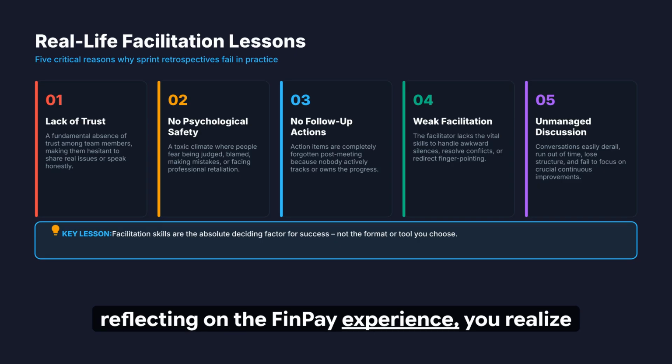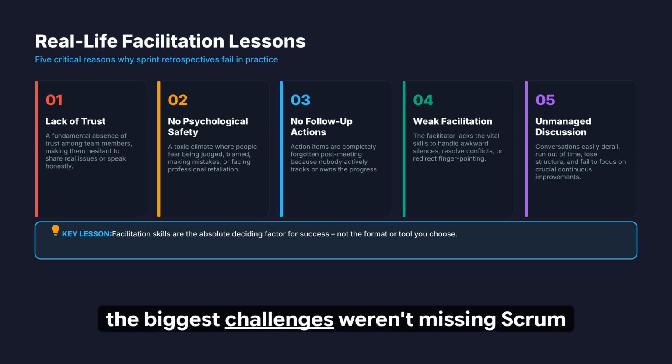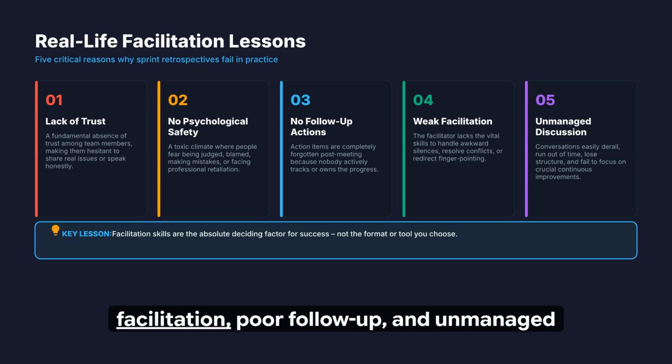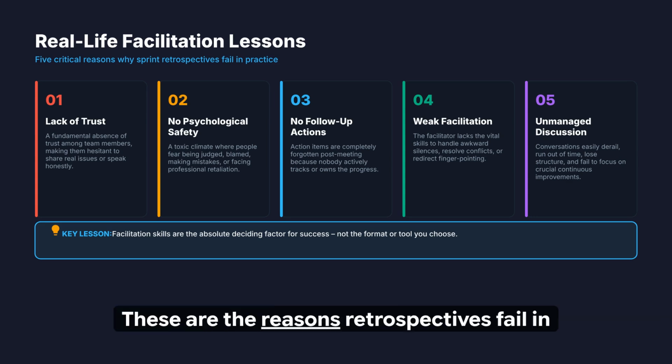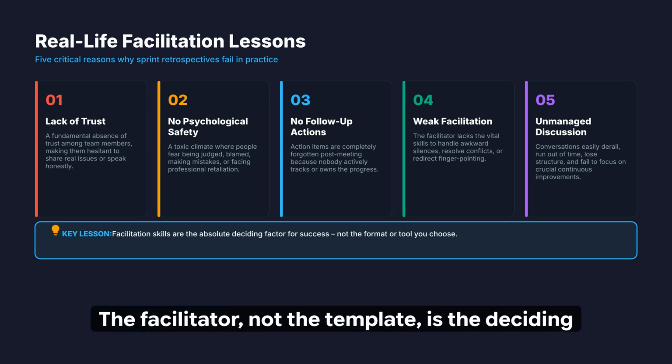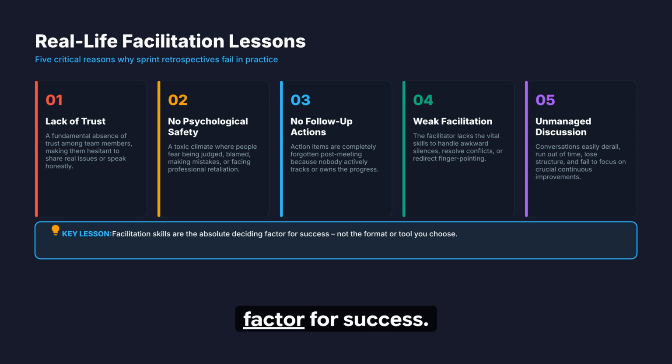Reflecting on the FinPay experience, you realize the biggest challenges weren't missing Scrum knowledge. The real barriers were lack of trust, weak facilitation, poor follow-up, and unmanaged discussions. These are the reasons retrospectives fail in many organizations. The facilitator, not the template, is the deciding factor for success.